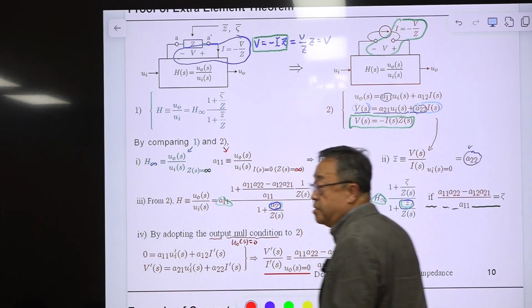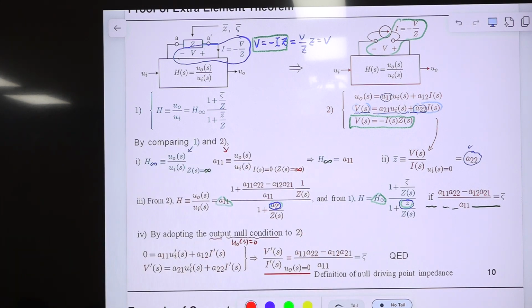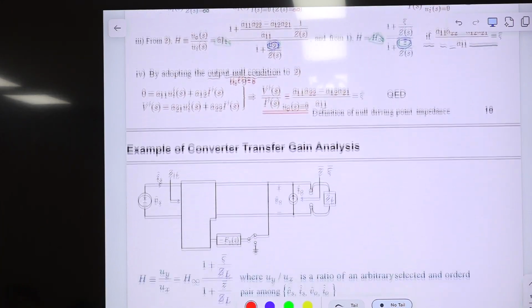Understand this, right? Don't be scared about the null driving point impedance. That is actually the easiest transfer function to evaluate, because we have the output null condition that greatly simplifies the circuit operation. It makes many things zero. Then it becomes apparent. The key component will come out automatically, and we just use that.